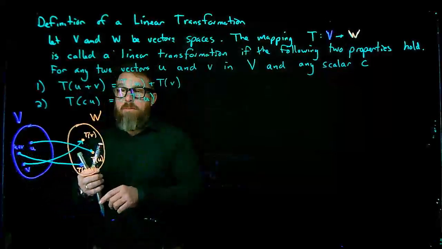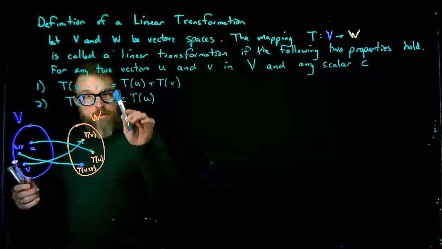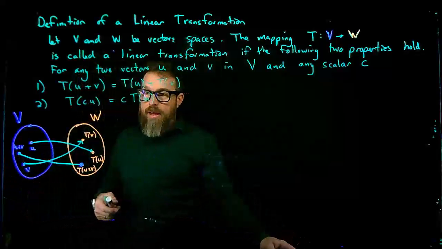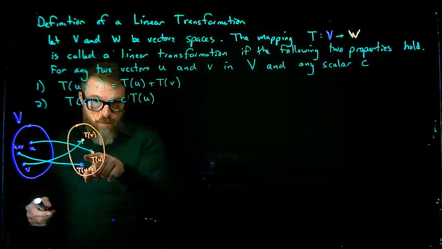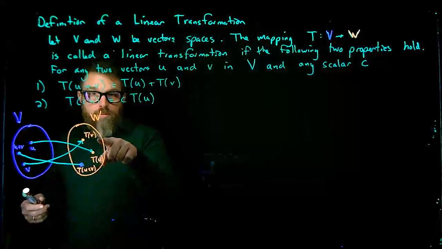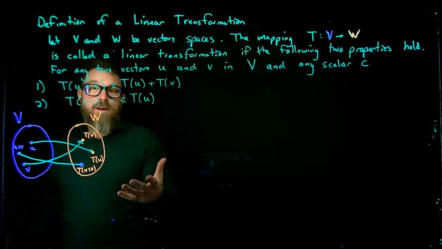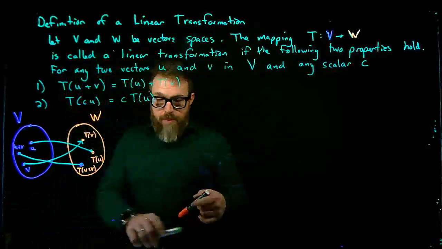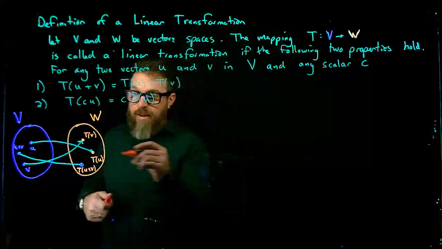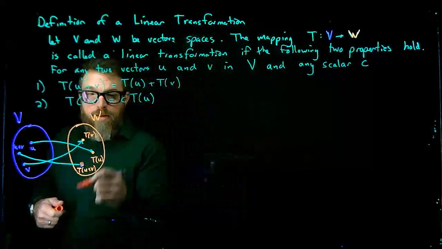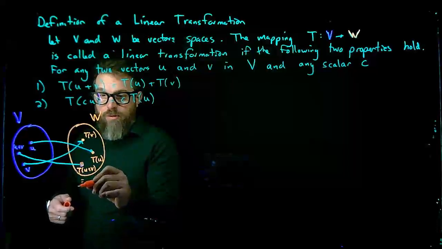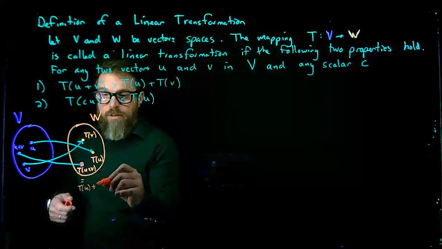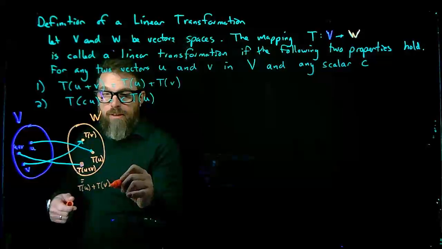Now, what we know is since w is a vector space, if I have a vector t of v and a vector t of u, and I add these, t of u plus t of v, I should get another vector in here. And that just so happens to be this exact vector right here. So this is also equal to t of u plus t of v. It'll be exactly the same thing.